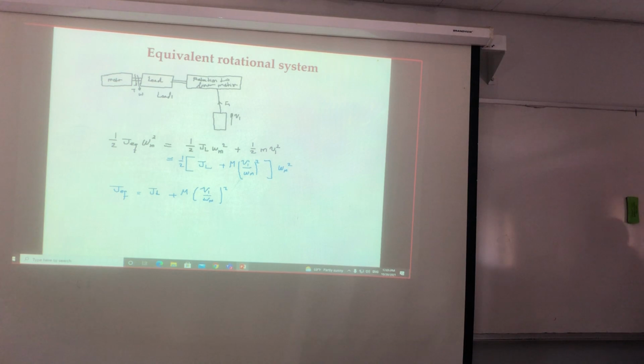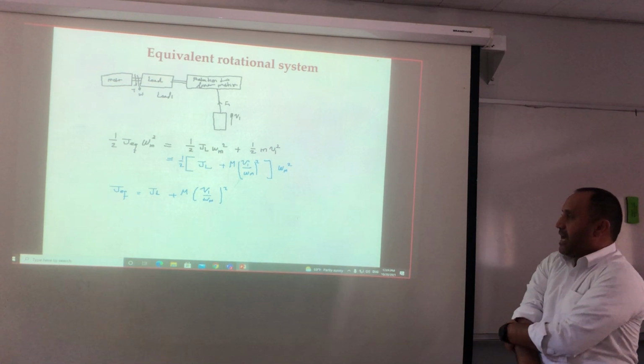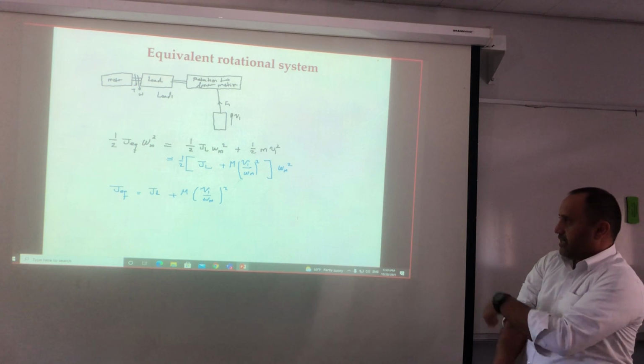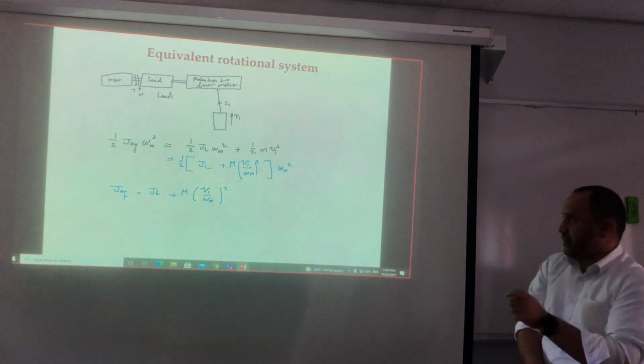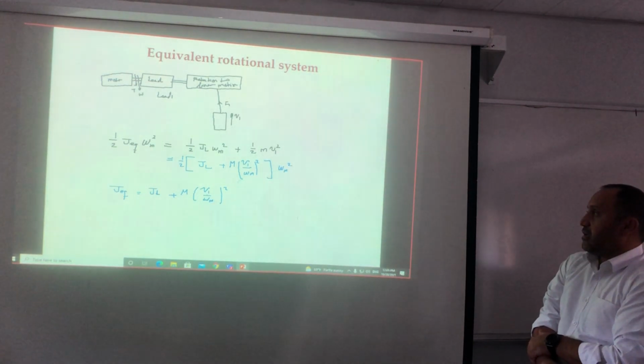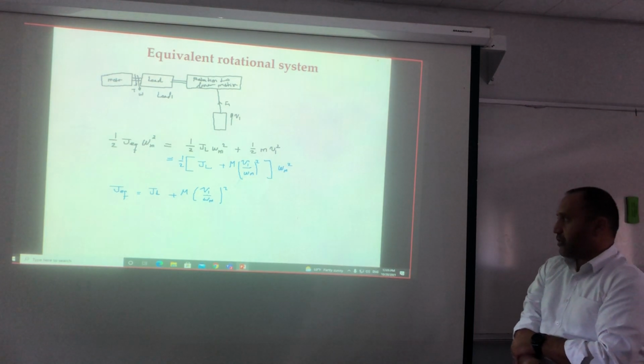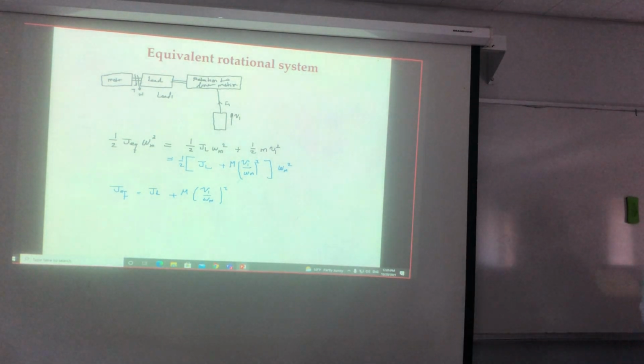I can write B equivalent equal to B load plus, not the mass, it will be the friction. If it is linear, maybe it's a spring, it will be K, the friction constant, V1 over omega m squared. So the B equivalent will be the B of the load plus, let's assume, a certain constant friction K times V1 over omega m squared. Good?